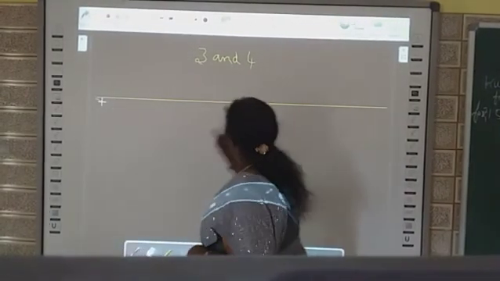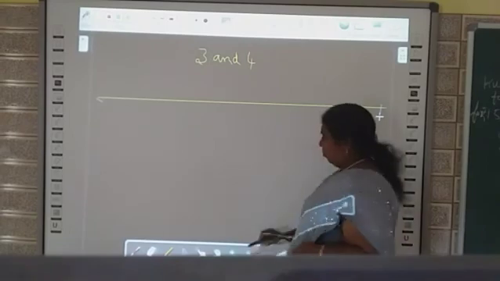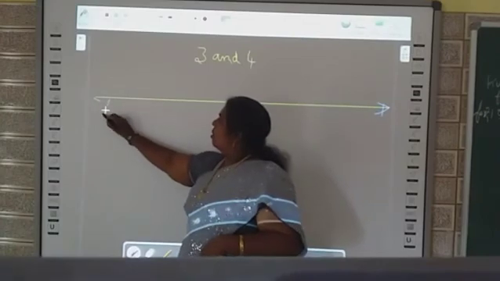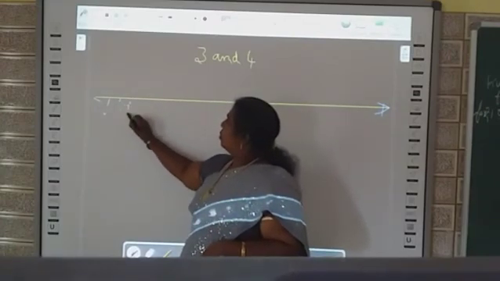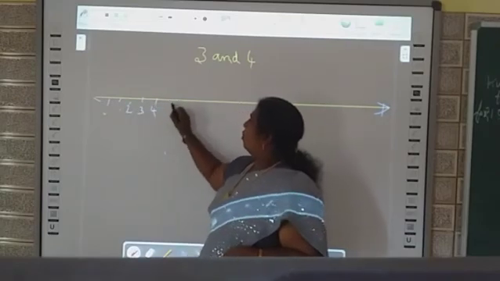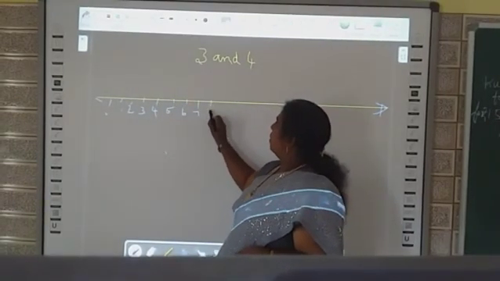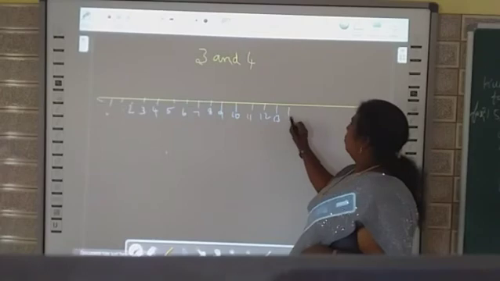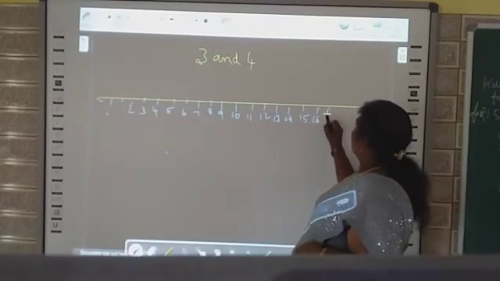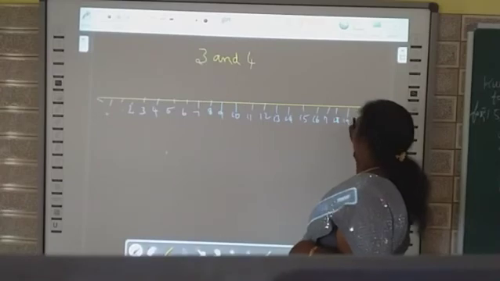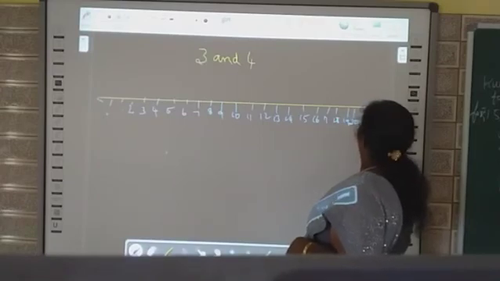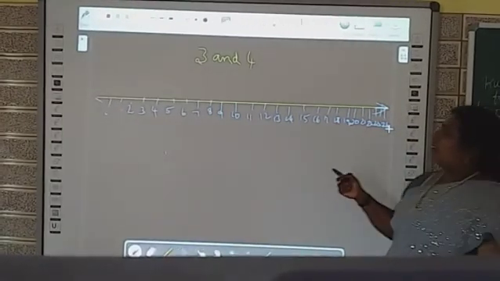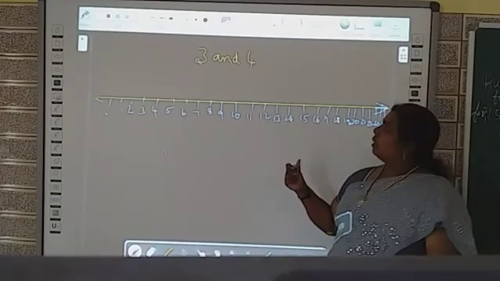Numbers 0, 1, 2, 3, 4, 5, 6, 7, 8, 9, 10, 11, 12, 13, 14, 15, 16, 17, 18, and 20 up to 24. Till 24 I wrote. Here first we are going to use the third table. Okay, third table.